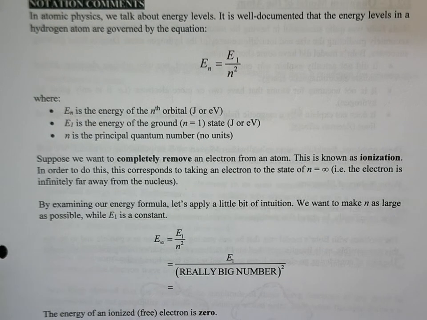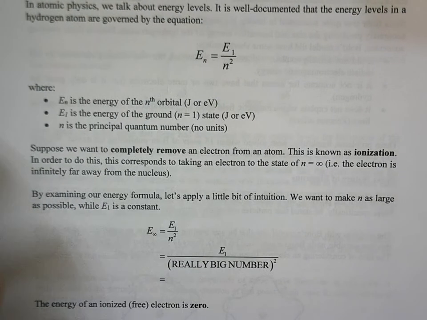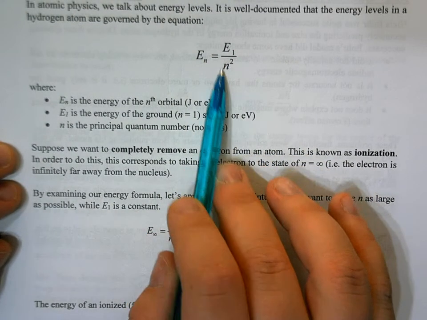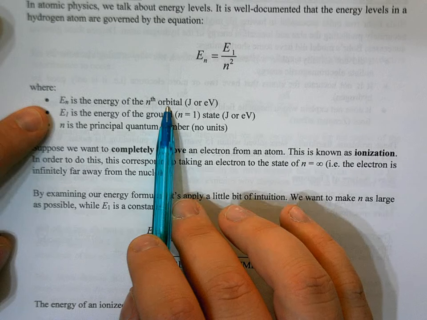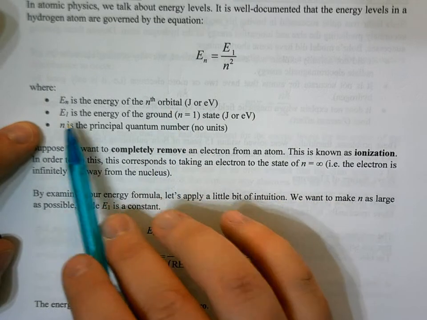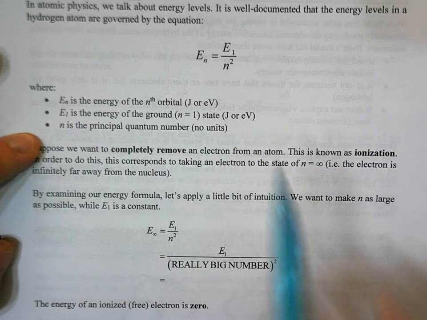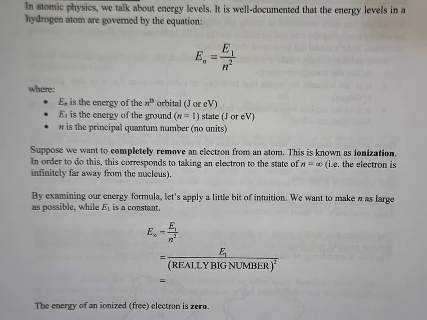Right, just the last thing I want to talk about quickly. Now, you might wonder why we're talking about this. I'll explain that in a moment. So in atomic physics, when we're talking about energy levels of the hydrogen atom, it's governed by this equation: En equals E1 over n squared. En is the energy of the nth orbital, in joules or electron volts. E1 is the energy of the ground state, so n equals 1. And n is the principal quantum number we talked about earlier.